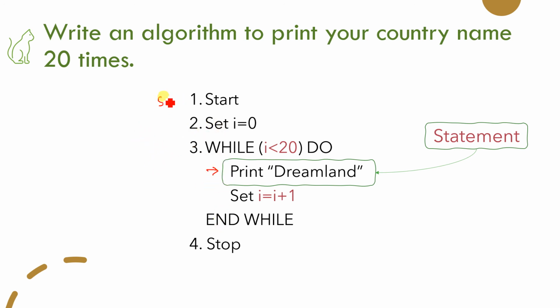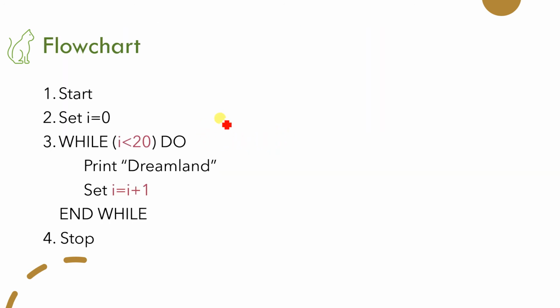Don't forget to write steps here: step number 1, step number 2. So this step must be there. So this is the complete algorithm for printing your country name 20 times. Now let us draw its corresponding flowchart.